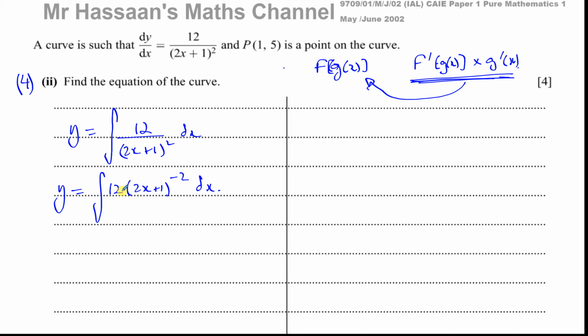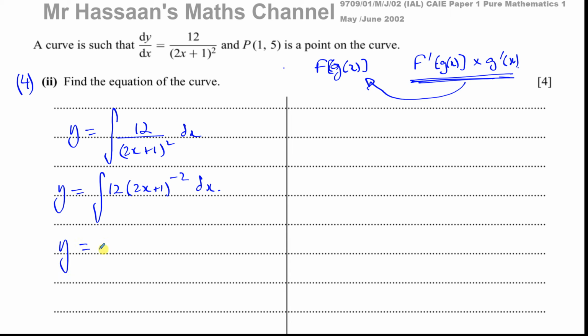If this said 12x out here, I couldn't do so, because if I differentiate 2x, I don't get something with x. If you said 12x here and it said 2x squared here, then I could. Why? Because if you differentiate 2x squared plus 1, I get something with x. All right, but in this case, if I differentiate 2x plus 1, I get a constant. Outside it here is a constant, so we can reverse the chain rule.